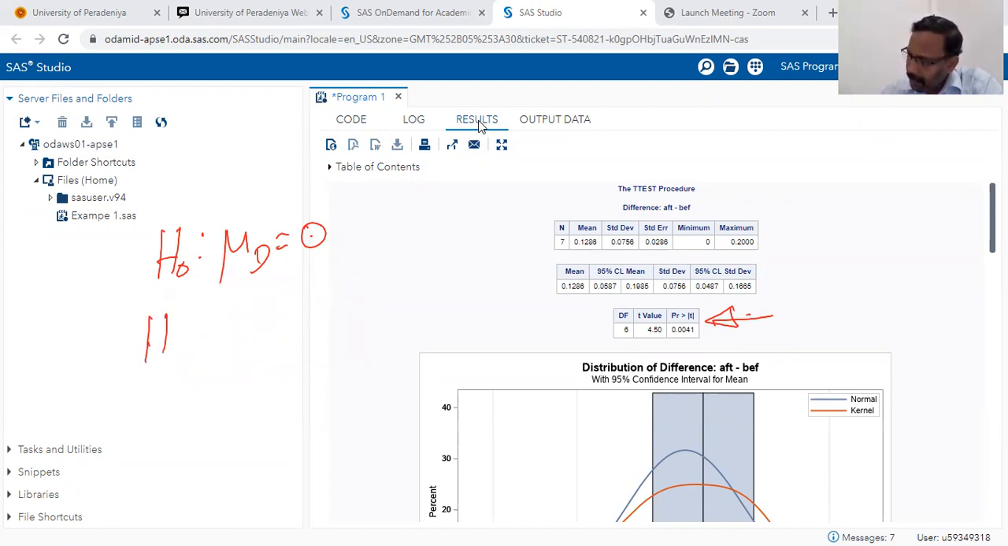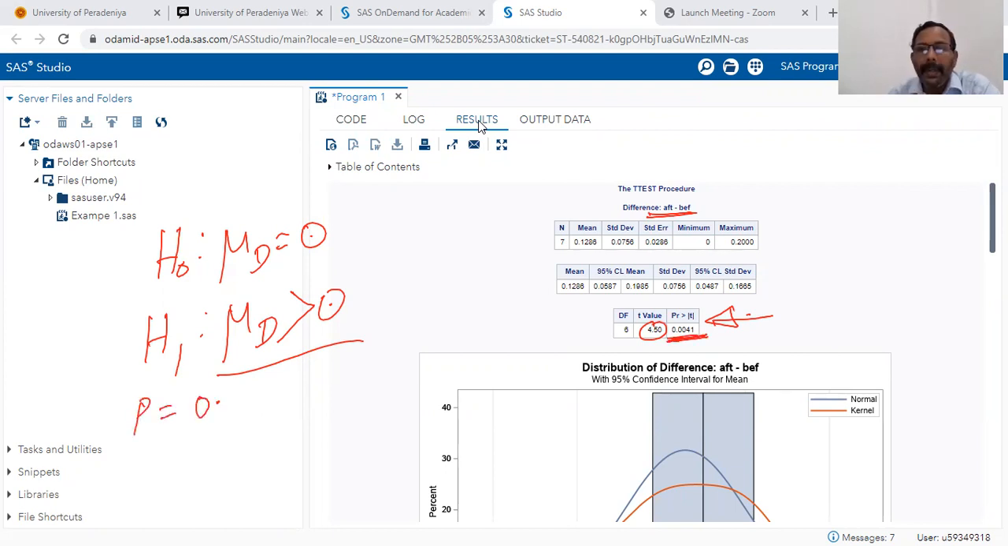Alternative hypothesis, we could say mu d is greater than 0. Here we went for after minus before. So the after value is higher than the before. So we could directly say we are testing this. Now look at this table: the t calculated value is simply very high. This is the probability value. What is the p value? Anyone? 0.0041. This is for 2 tail.